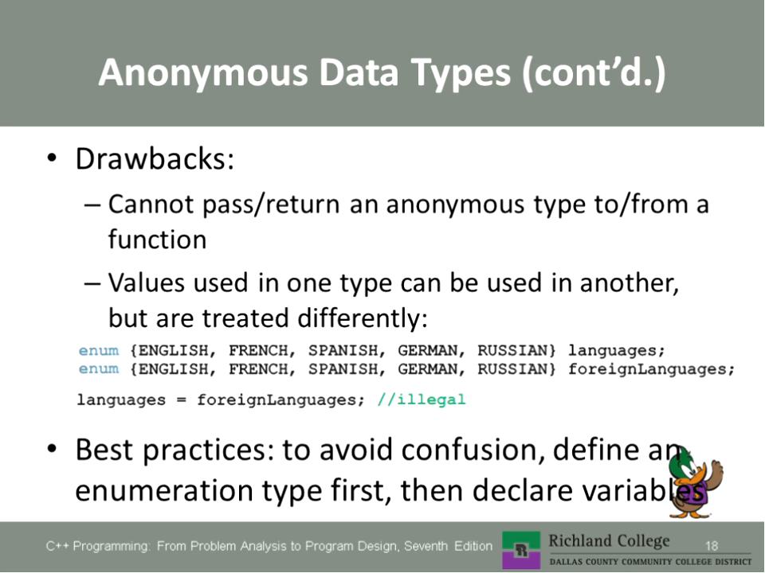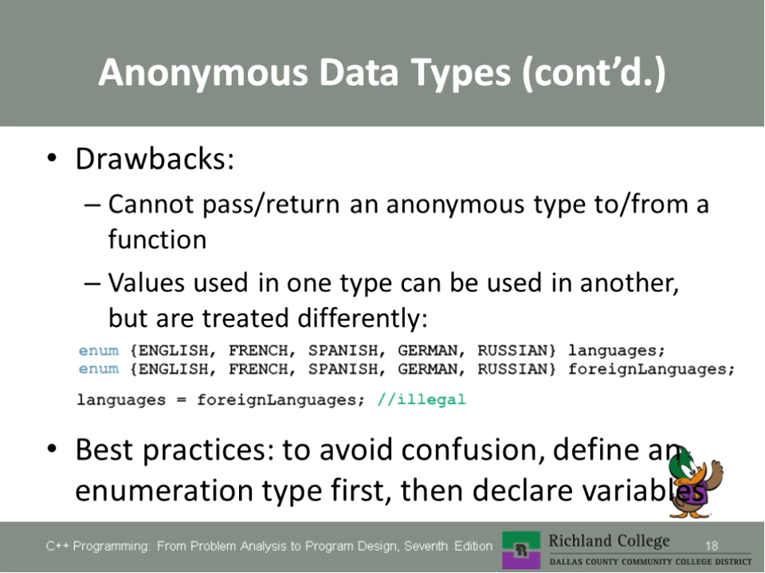So if we cannot use them in functions, what can we use? Well, we could use them as a global variable, right? A global data type. So we don't need to send them and receive them from functions. We can just use them. Values used in one can be used in another, but are treated differently. So it can be kind of strange and a little bit confusing when you're using French and what data type is French. Well, I don't know.